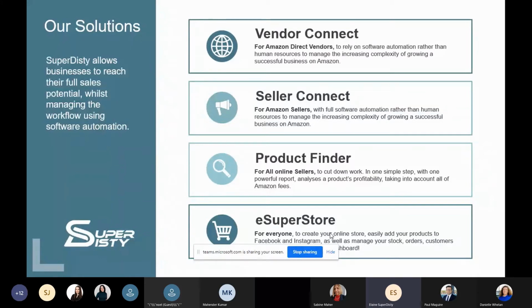eSuperstore is a new solution that allows companies to set up a web store instantly and be trading online in minutes. Even if you don't have a requirement for an online store, you can simply use eSuperstore to create a website, and it's really, really easy.